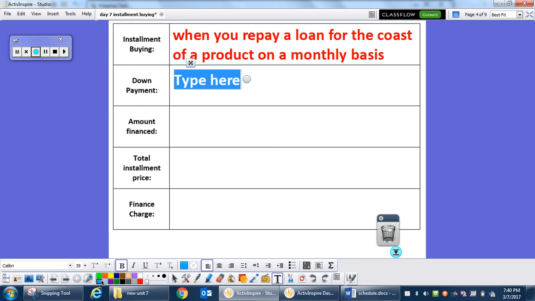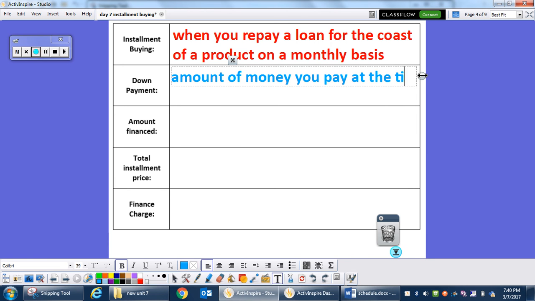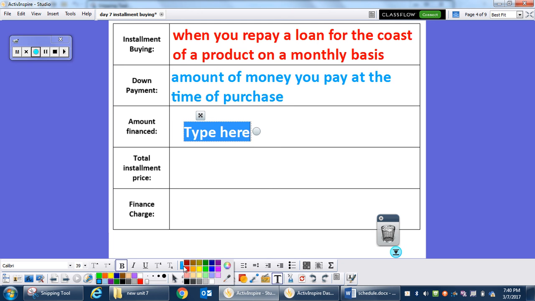Alright, down payment is the amount of money you pay at the time of purchase. So normally, to buy a house, you need to make sure you can pay at least 5% down, or a car, you want to put some money down. The more money you put down at the time of purchase, the lower your monthly payments are going to be. Okay? And then the amount financed is how much you're going to have to be getting charged on.